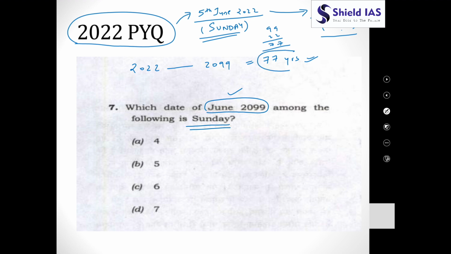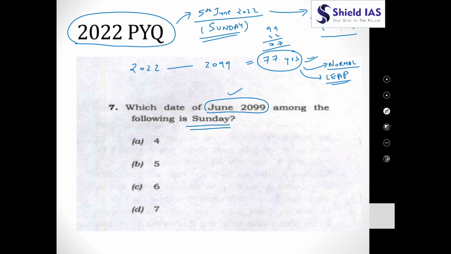If all of them would have been normal years, then we can directly say we have to add 77 to the initial day. But it is not the case, because among these 77 years there will be both normal years as well as some leap years. In leap years we have to add how many? We have to add 2 days. So this 77 days would have been an under representation of our number, right?